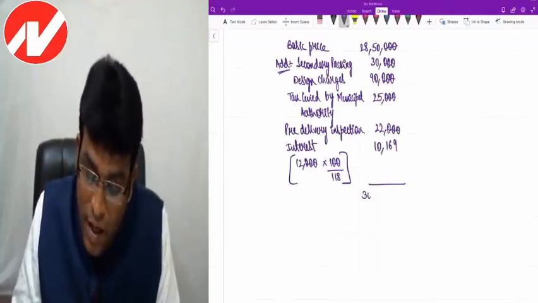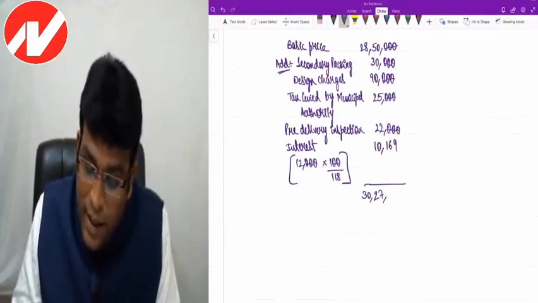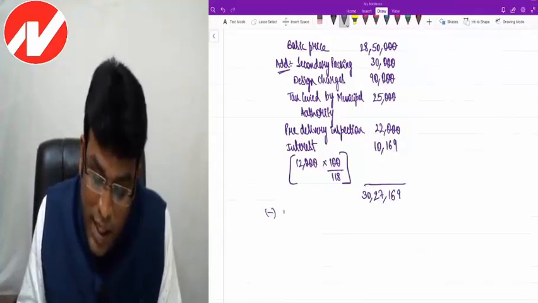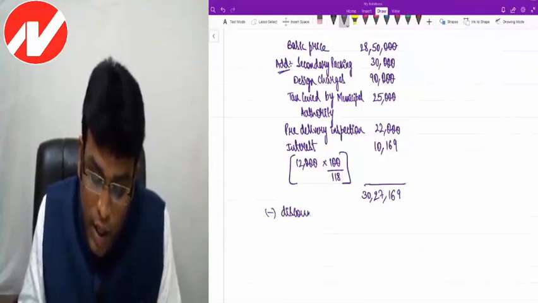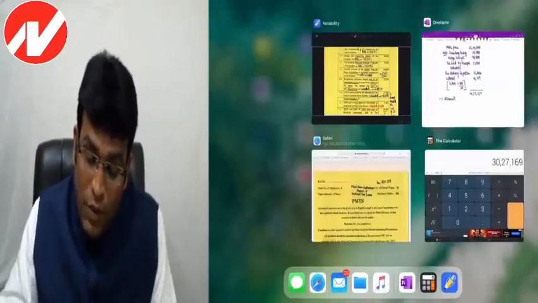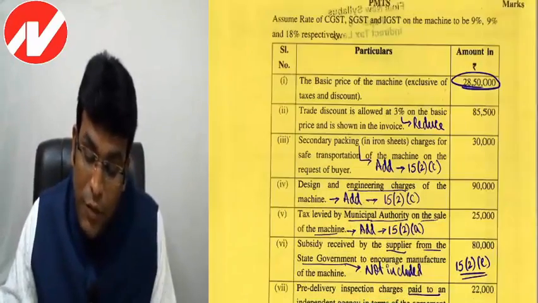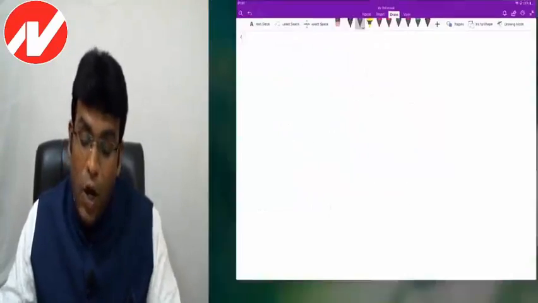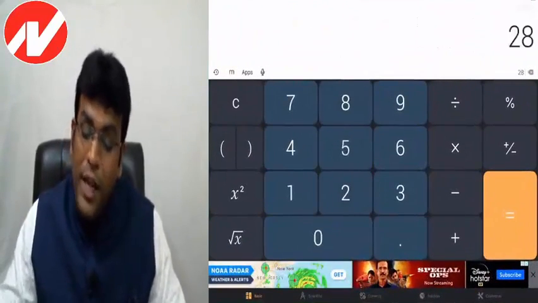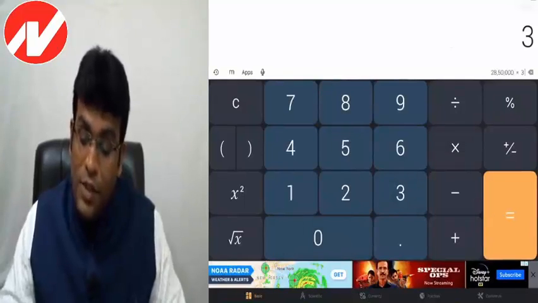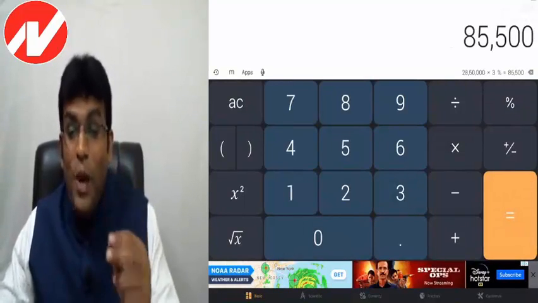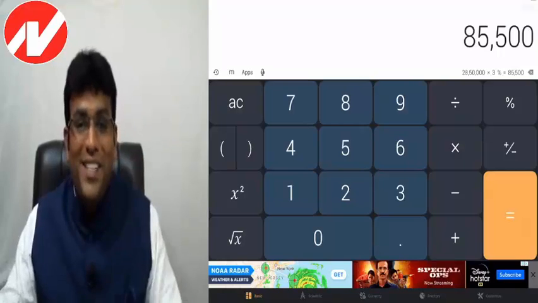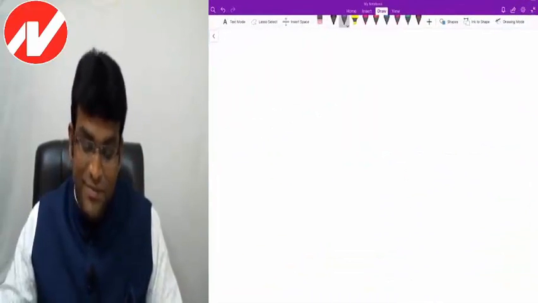30,27,169. And from this 30,27,169, I'll reduce the discount. And what was the figure of discount? Discount was 3% on basic price. 3% on 28,50,000. 28,50,000 into 3% comes to 85,500.